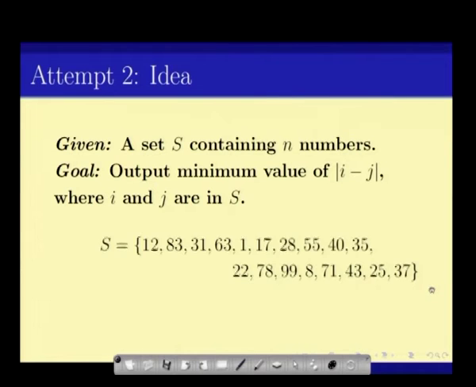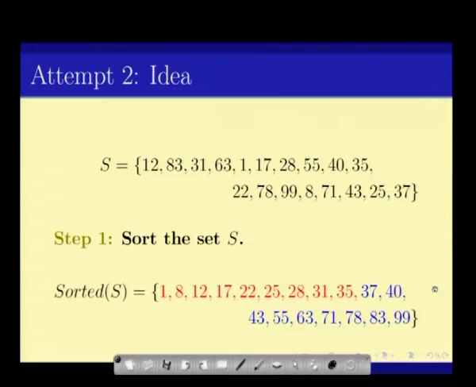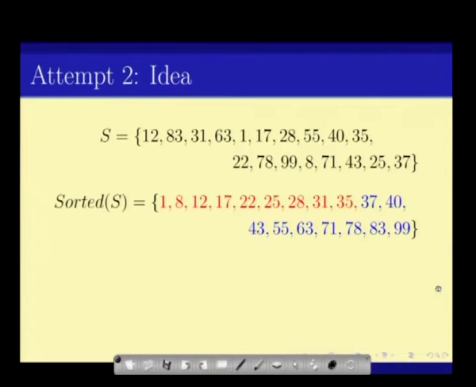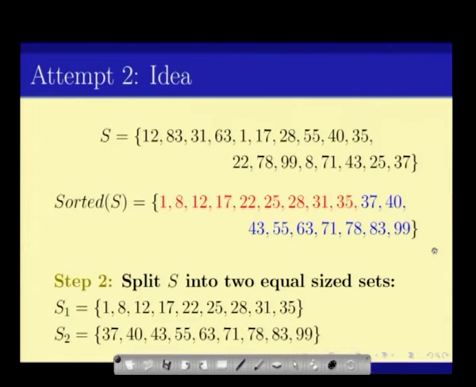So, say here is this problem and here is the set S. What is the first thing we do? First step is we sort this set S. When you sort this set S, we get something like this. Not only that, we also split this set S into two equal halves. We color the first half red and the next half blue. So, we get S1, which is the smallest n over 2 elements, and S2, which is the largest n over 2 elements.